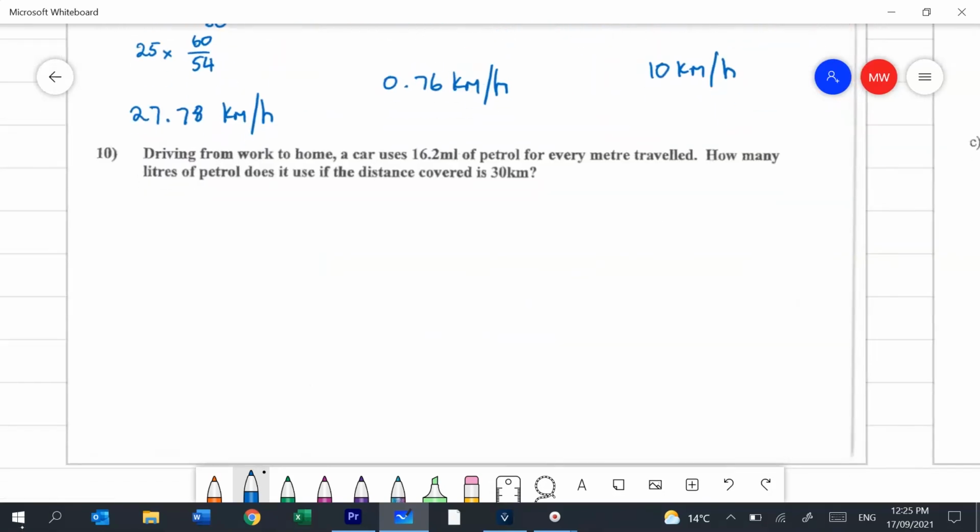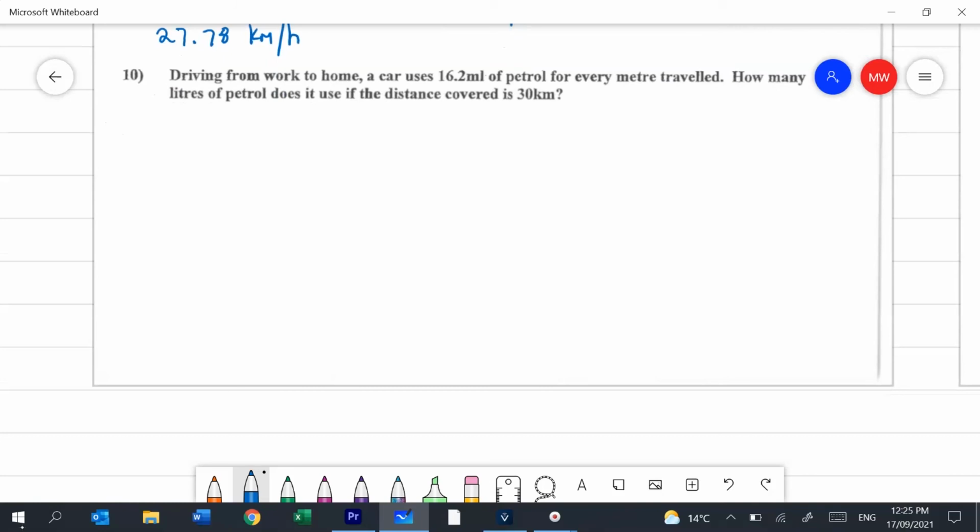Okay, question 10. Driving a car from work to home uses 16.2 every metre travelled. So we'll write that ratio down. We're using 16.2 millilitres of petrol per 1 metre. How many litres of petrol does it use if the distance covered is 30 kilometres? So if this one becomes 30 kilometres, what's this one?